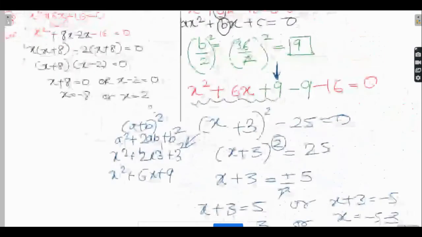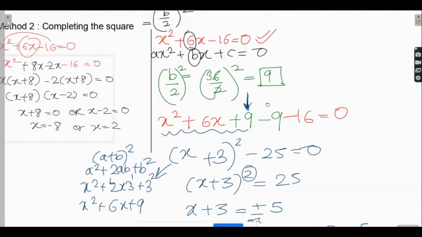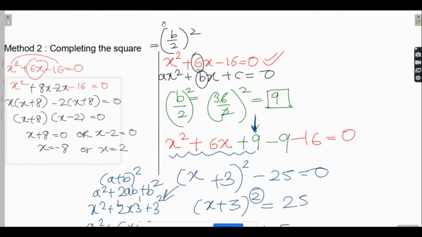But here you have your hero as 9. And how did you get your hero? (b by 2) the whole square. Every time you see completing the square asked in the question, you have to do (b by 2) the whole square.